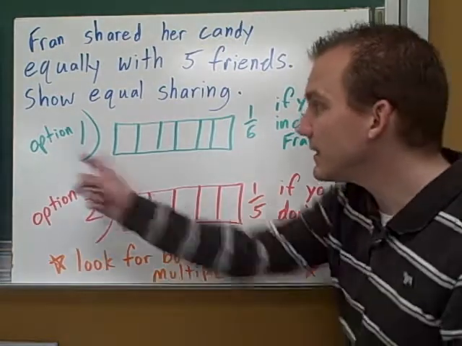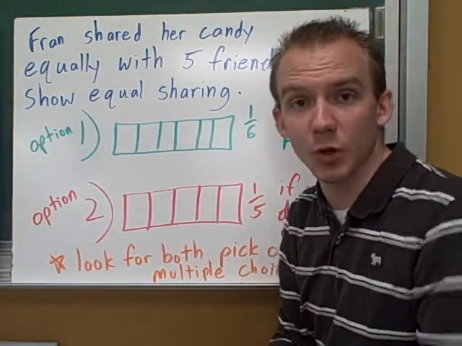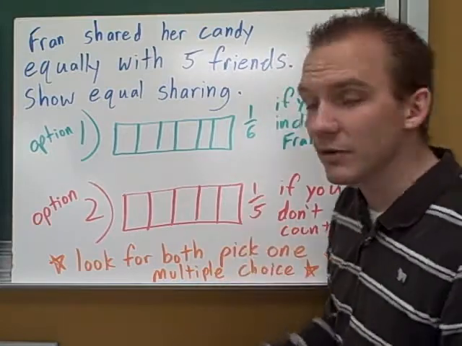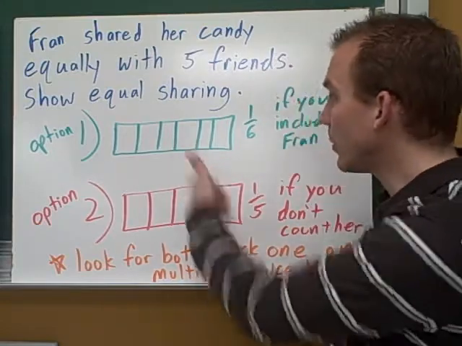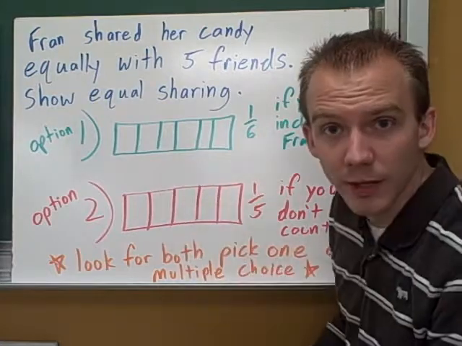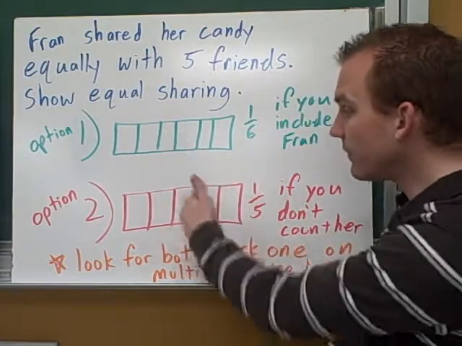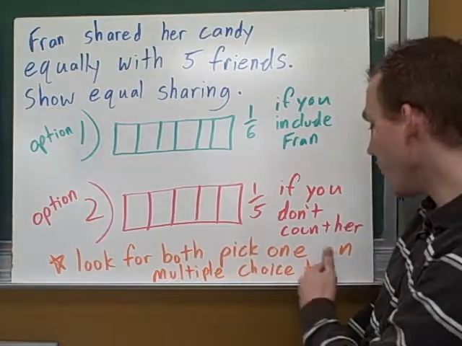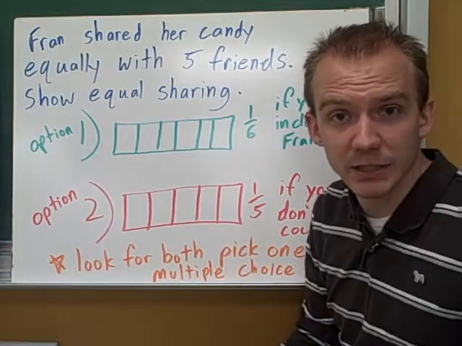The key thing here is, say you're taking a test and it's multiple choice. Well, look at your answers. Look for sixths and fifths. And if you see both, I'd always go with option 1. But if you see only fifths, then choose that option. Look for both, pick one on your multiple choice tests.